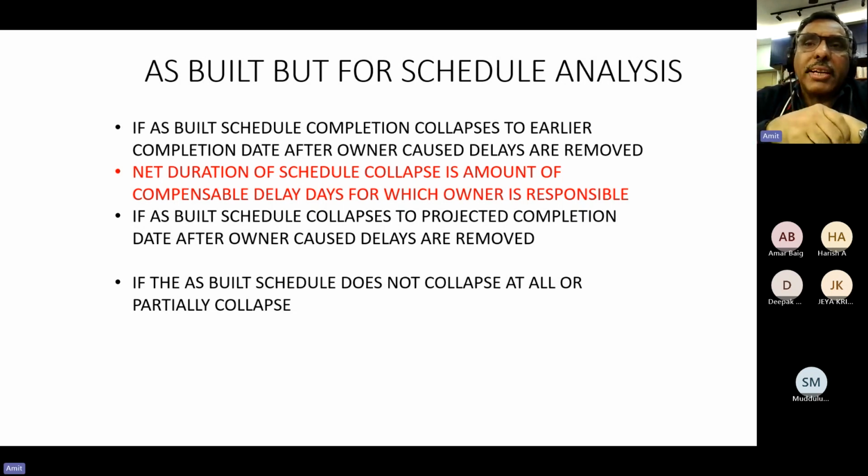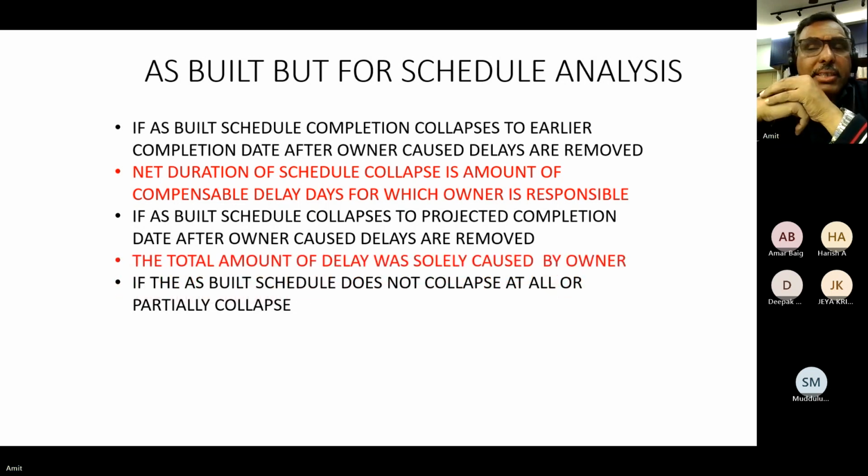Now, let us suppose the second contingency that happens is that I remove the owner-caused delay, approval of drawings, and my schedule collapses to exactly 31st October. Even then, I'll say, look, you caused this delay, so I deserve an EOT, no LD.